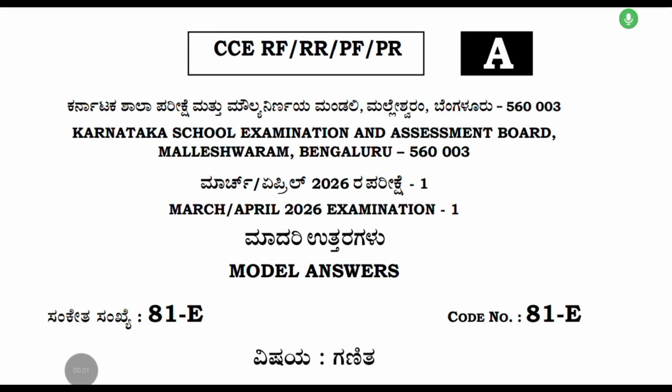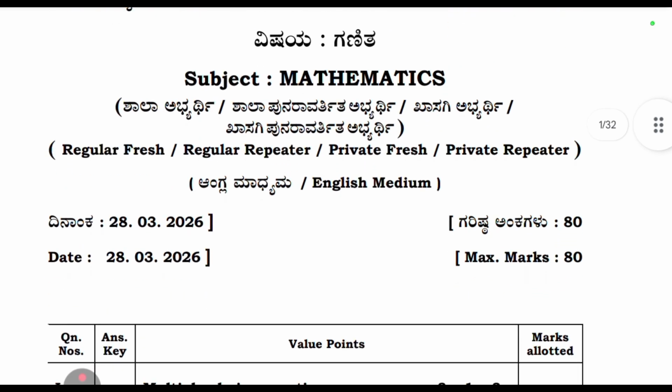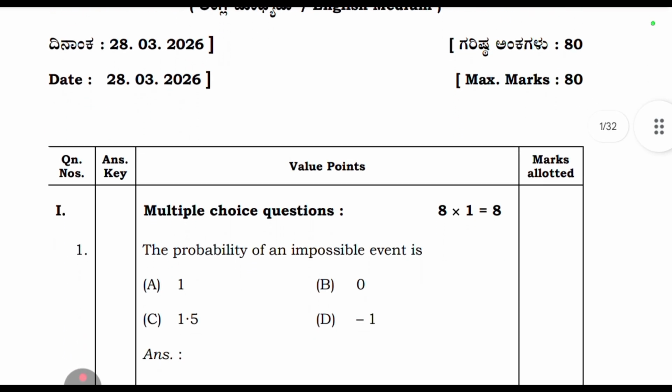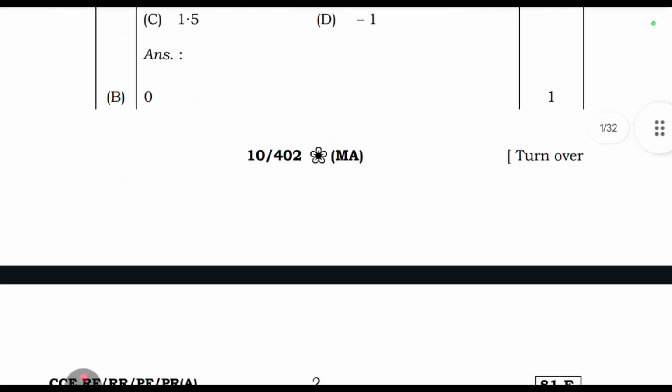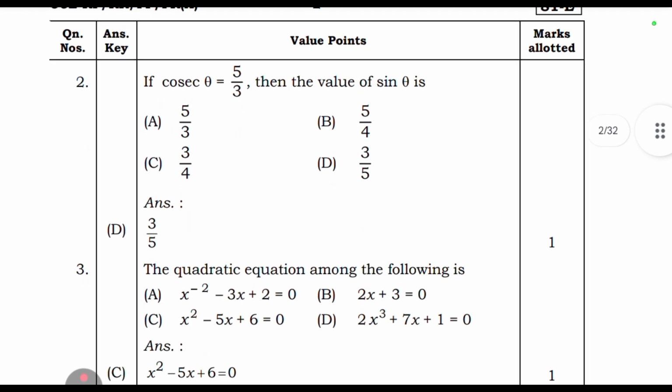Come back to the first examination 2026 mathematics paper, SSLC examination, which was held on 28th March 2026. Coming to the first question, the probability of an impossible event is 0. And coming to the second question, if cosec theta is equal to 5 by 3, then the value of sin theta is 3 by 5.